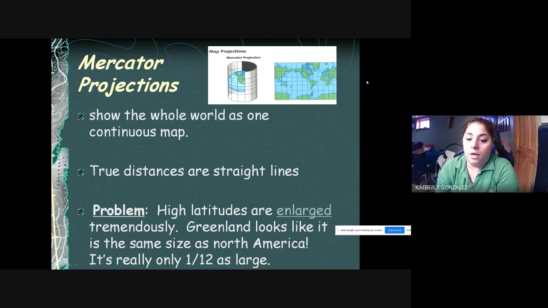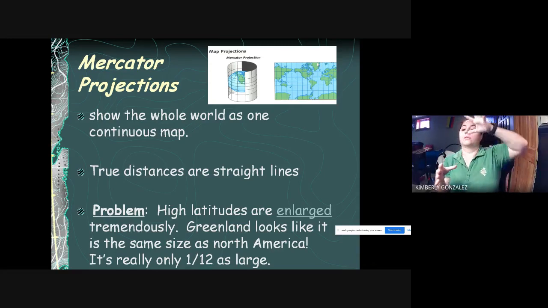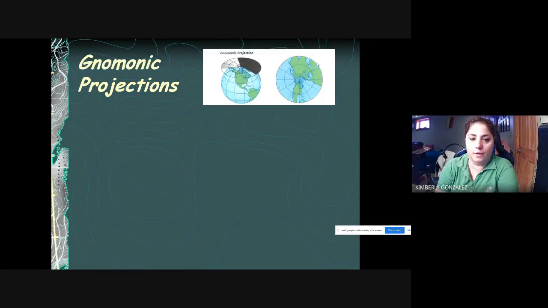Okay, the higher up in latitude you go, when they peeled off that piece of paper, it made those countries at the top look much bigger than they actually are. It's just the perception. Like I said, Greenland is only 1/12 the size that it's being shown in this picture. It's not as big as North America.